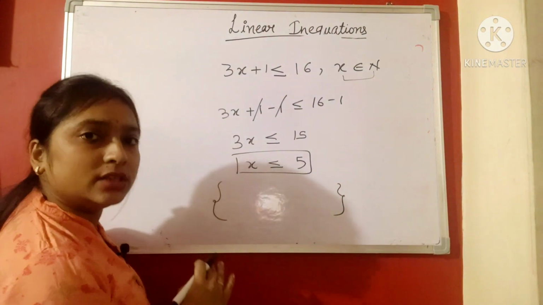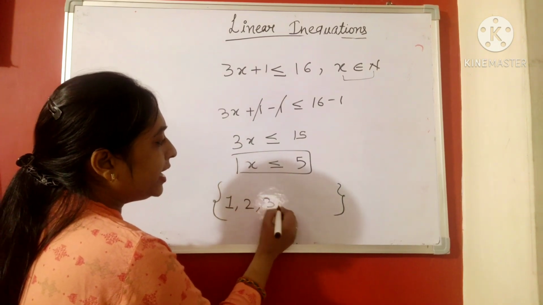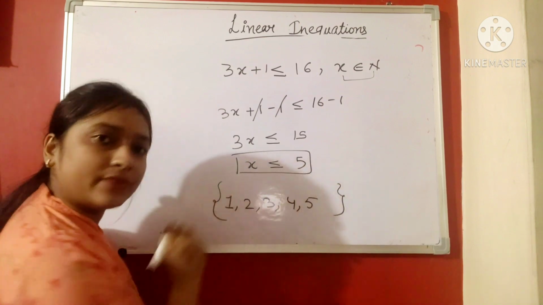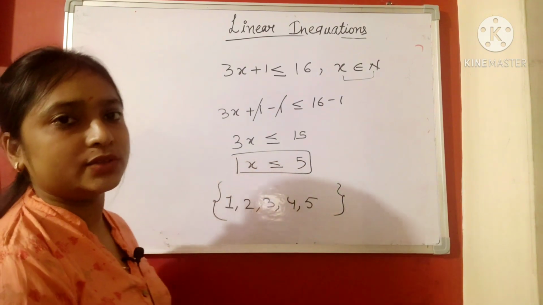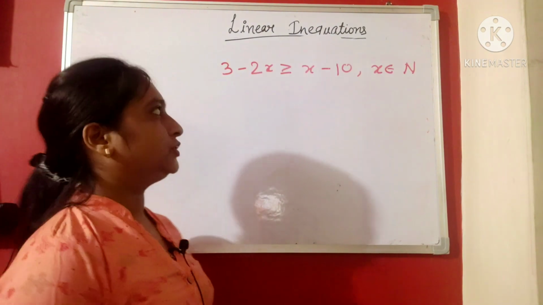That means we have to take all the values up to 5, starting from 1: 1, 2, 3, 4 and 5. We will take 5 also because the equality sign is also mentioned over here. Here we have a very important question.